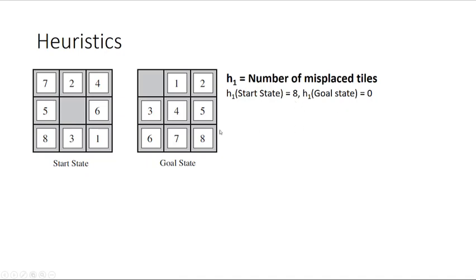of 0. So if we try to compare the locations of all the tiles in the goal state with themselves, none of those are going to be misplaced. So the heuristic value of the goal state is going to be equal to 0.